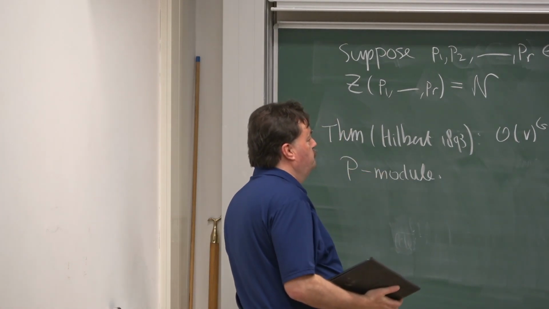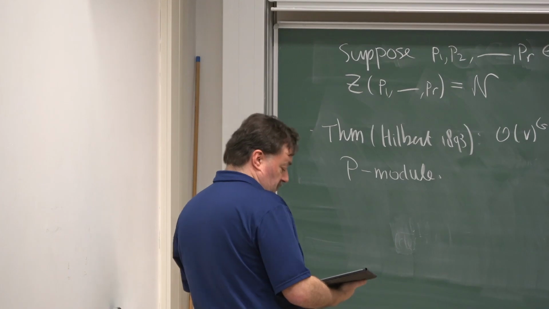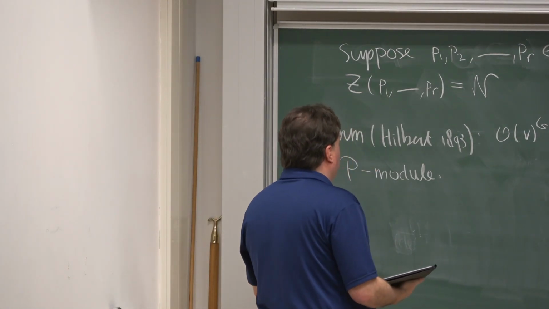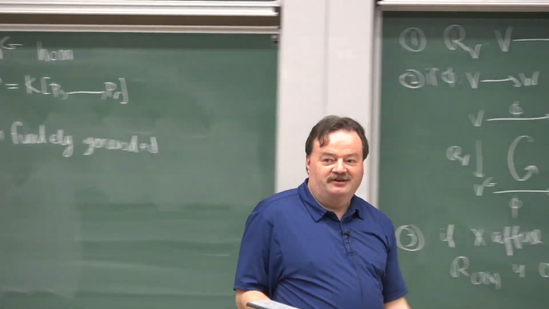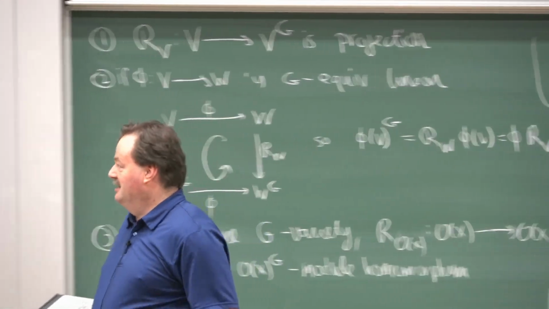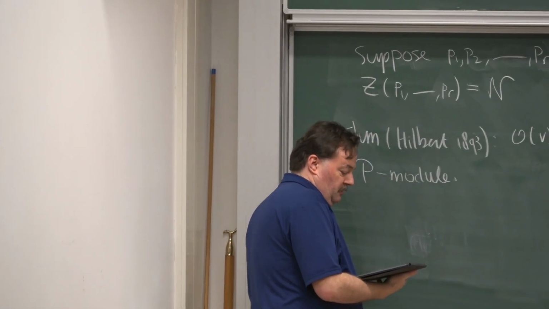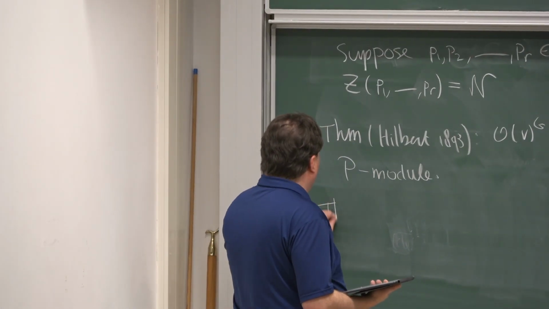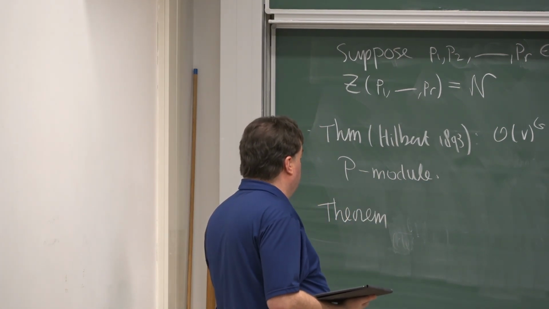And Hilbert used this fact to give another proof of finite generation. He also introduced Hilbert's Nullstellensatz and other very fundamental things in algebraic geometry in that paper. Okay. It's actually particularly nice if the group is linearly reductive.